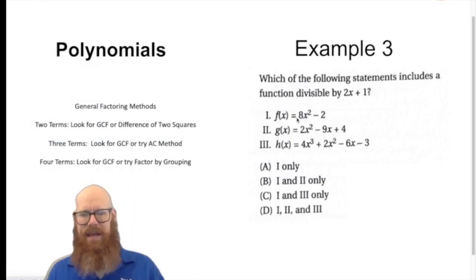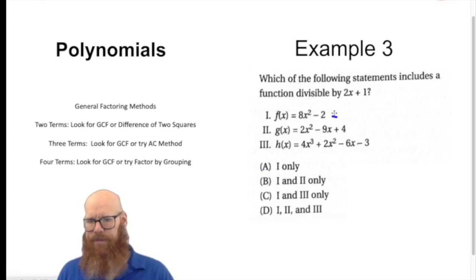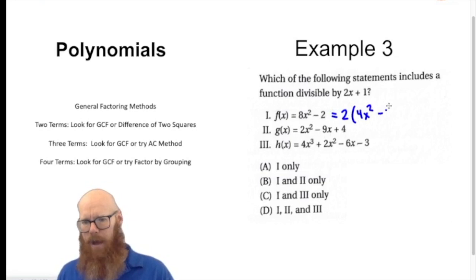So let's take a look at number one. If we just try to factor this, GCF first. So 2 times 4x squared minus 1. And then look for a difference of two squares. Well, 4x squared minus 1 is a difference of two squares. So that becomes 2x plus 1 and 2x minus 1.